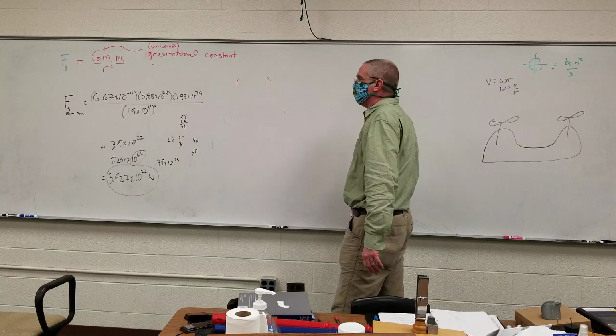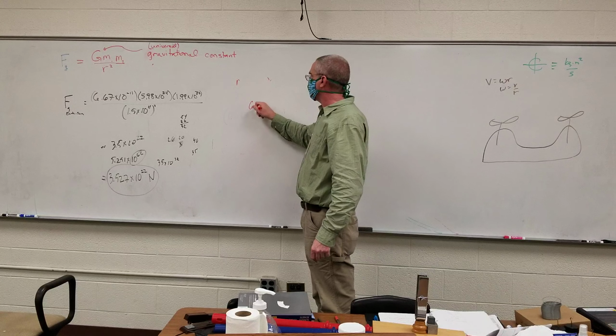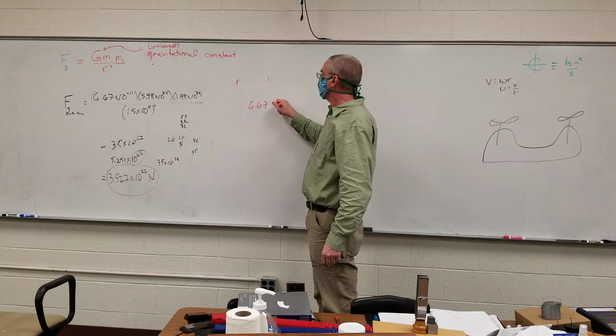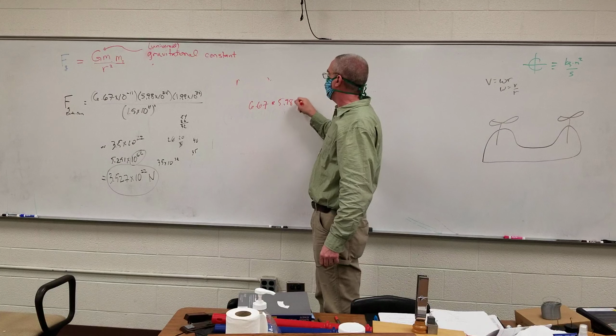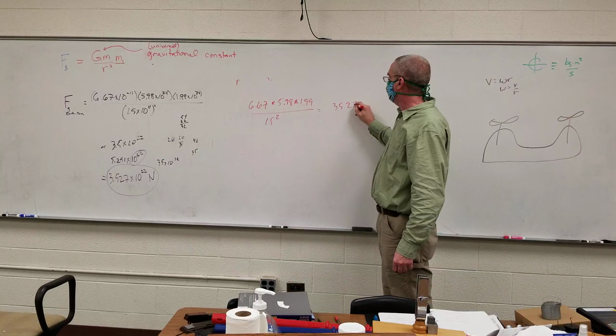You do the exponent part and the main part separately. So you do 6.67 times 5.98 times 1.99 divided by 1.5 squared. That, I believe, will get you 35.27.